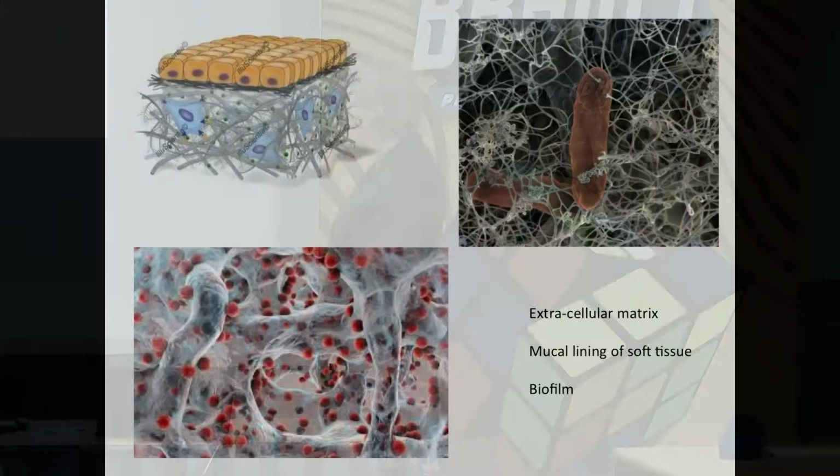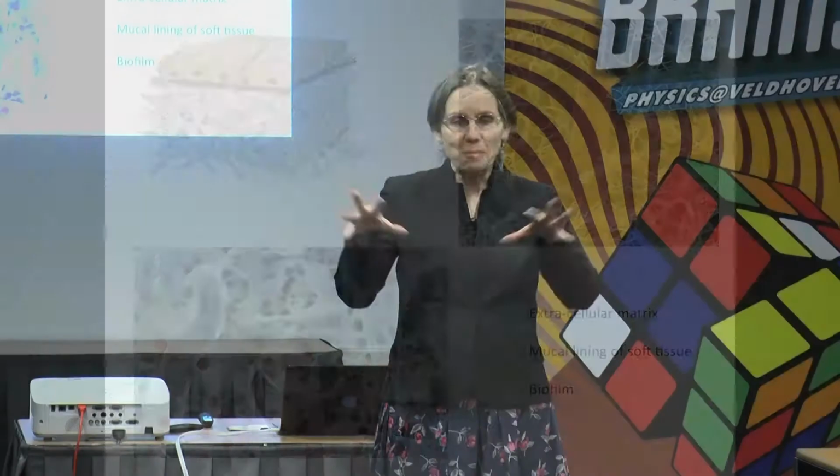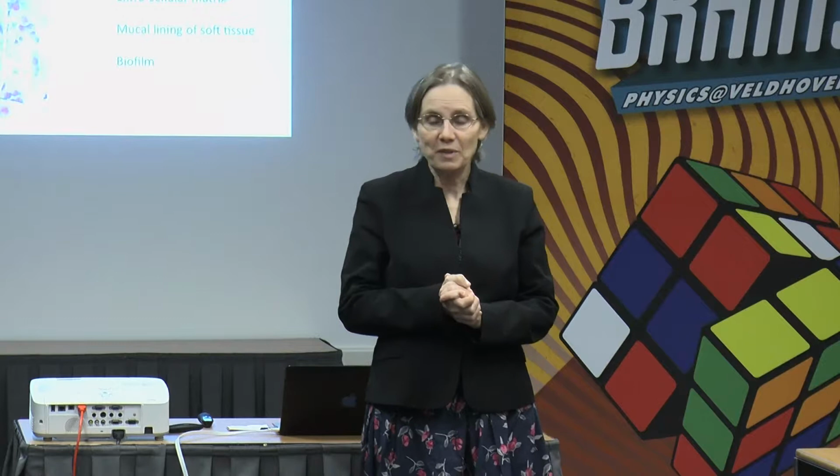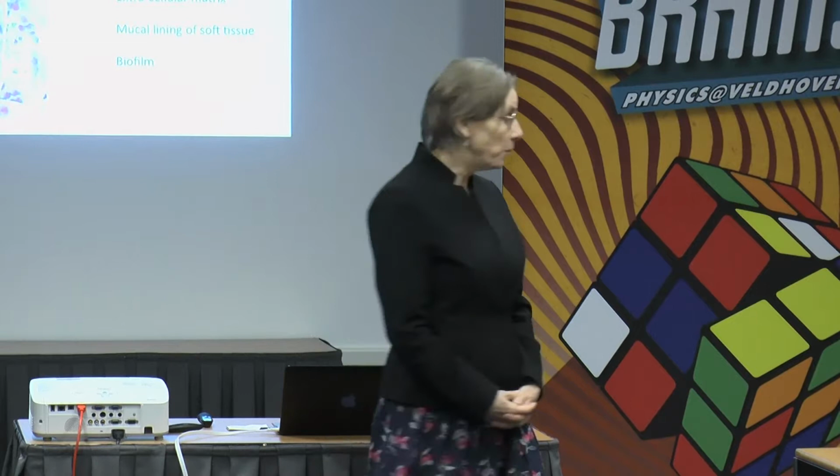The other place you get bacteria moving in a dense mass of polymers is in biofilms, biofilm formation. At the beginning of biofilm formation, the bacteria stick on the surface, and then they produce polymers, and those polymers help to stick them together. And so in the early stages of biofilm formation, they're still moving, and they're moving through these arrays of polymers.